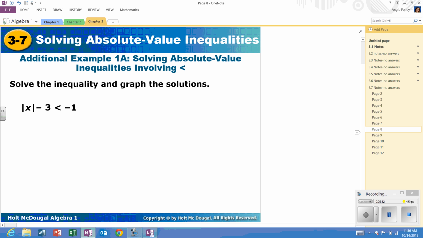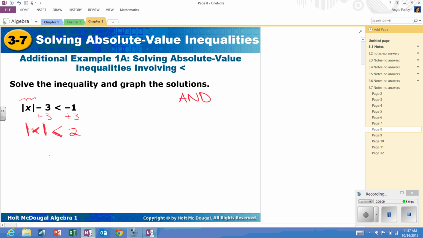Okay, here's this first one. The absolute value of x minus 3 is less than negative 1. Well, we have to isolate the absolute value first. So I need to add 3 to both sides. So the absolute value of x is less than 2. Okay, now we've isolated our absolute value, and it says that absolute value is less than 2. So remember, less than is the same as and. So this is going to be an and inequality.